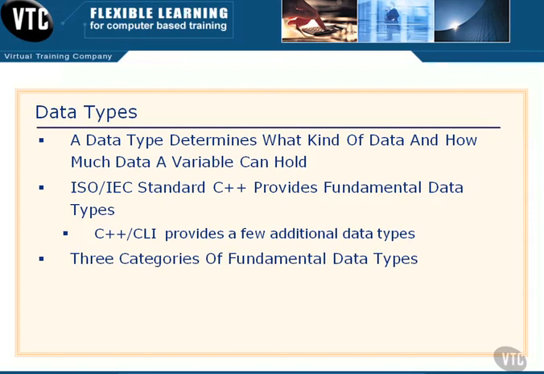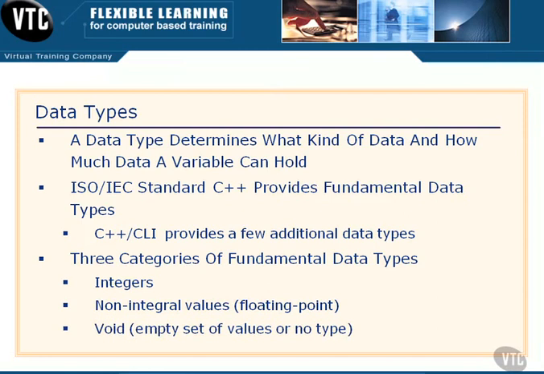Okay, now there are 3 categories of fundamental data types in ISO IEC, and let's look at those here. Integers, and these are whole numbers, right? Non-fractional numbers, positive or negative. Then there's non-integral values, and in English that means floating point or decimal numbers or fractional numbers. And then there's void. Now we won't go into void in these 2 videos, but just understand that void means there's an empty set of values or there's no type at all been assigned. It just means nothing's there.